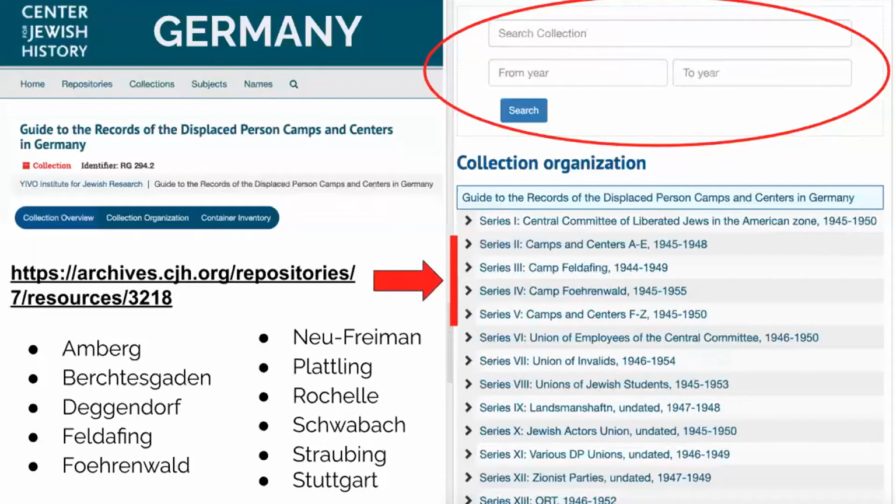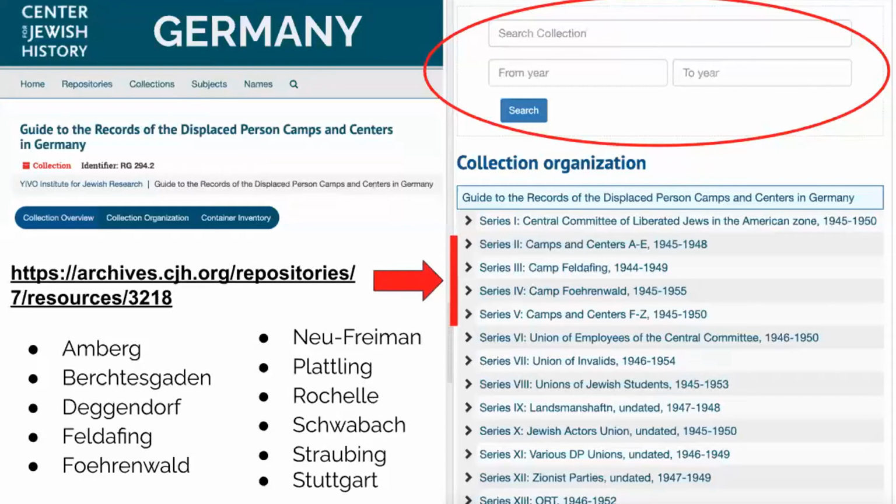For this collection, I highly suggest searching keywords or phrases in the Finding Aid search bar, located on the right side of the page. Some of the smaller DP camps might not have their own separate subseries in the collection. Records for a camp can exist in other places in the collection other than its designated subseries. Try using different spelling variations to account for spelling conventions in different languages and regions.